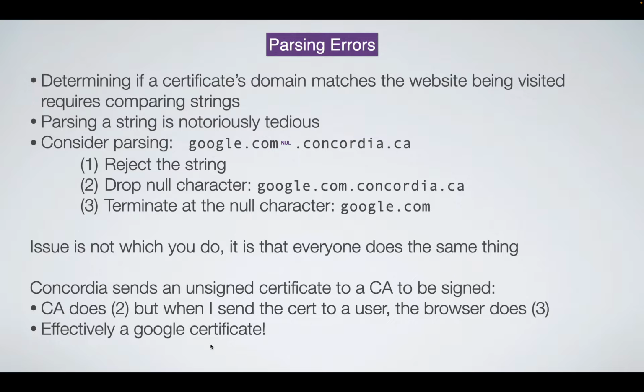I got the right certificate for the right website, even though the CA issued it for Concordia, not for google.com. Okay? And you can think of it in the vice versa direction as well, where the CA stops here and the browser consumes the whole string, although it works a little less well in that case. But anyways. And so it turned out that there were examples of CA software and browser combinations that would exploit this error.